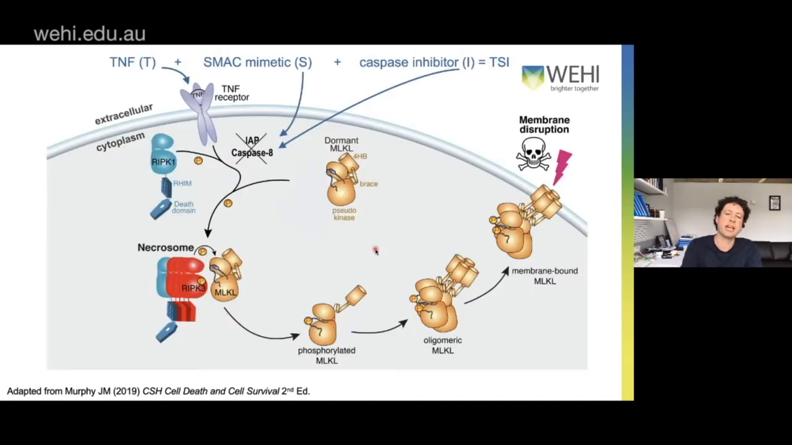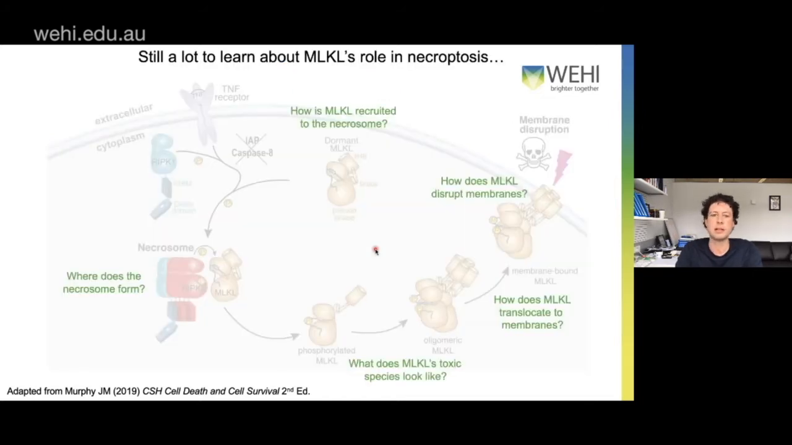Now, I should say that essentially all of the information that I've just described to you has been fleshed out using biochemical assays and fractionation assays, say Western blots, immunoprecipitation, mass spectrometry, together with lots of genetics. But there's still a lot that we don't know about this pathway. And here are some of the leading questions in the field. How is MLKL recruited to the necrosome? Where exactly in the cell is the necrosome?